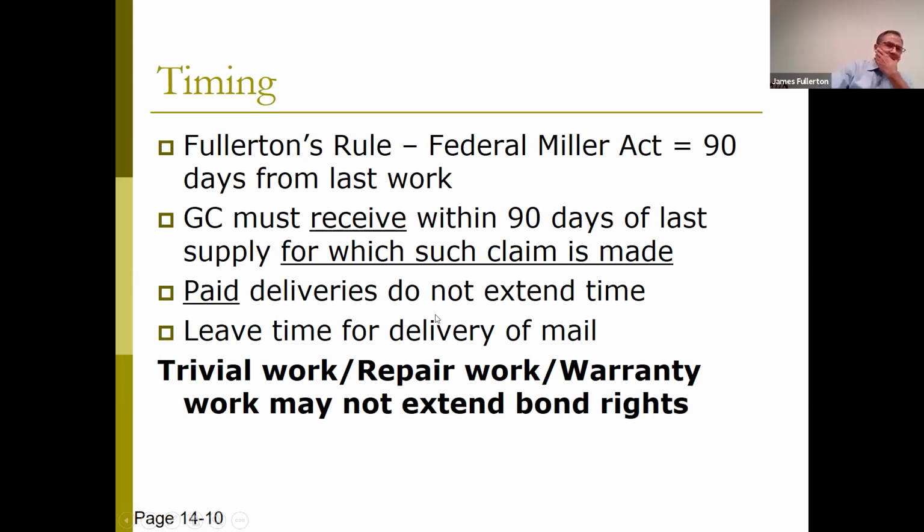Okay. My rule, you'll remember from the mechanics lien lecture, you've got to move within 90 days from your last work. And that is the deadline for a federal Miller Act claim. We'll learn later you have a little more time in some instances, the Maryland Little Miller Act, for example. So the federal case law is that the bond principal, the GC, must receive that bond claim within 90 days of last work for which such claim is made.